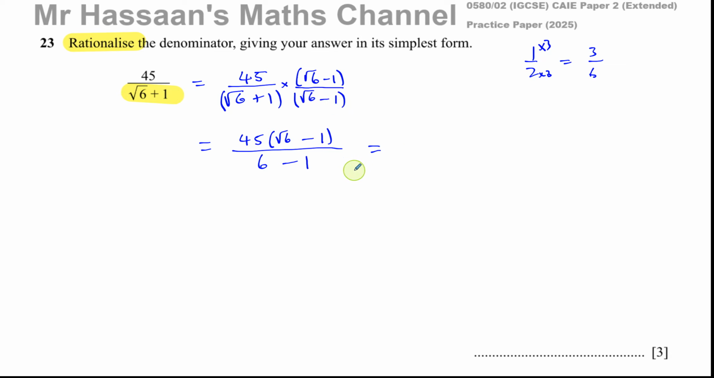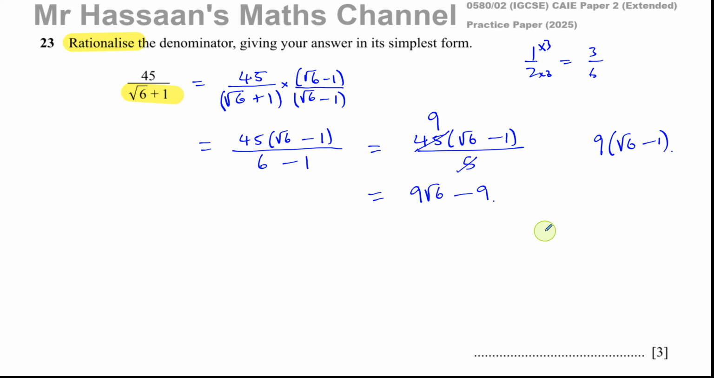So now I can try to simplify this. So 45 times, I'll leave it like this for now, because I can see something which will help me to make it simpler. There's a 5 under here, right? So I can cancel this 5 with the 45, gives me 9. So I'm now left with 9 root 6 minus 9. I guess I could even write it as 9 times root 6 minus 1. That would also be acceptable, but both of them are fine. So I'll just write it as 9 root 6 minus 9. And there's the answer to question number 23. So that's rationalizing the denominator and giving the answer in its simplest form.